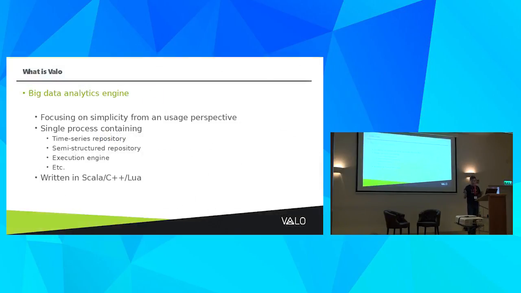So, first a bit about Valo. Valo is both a real-time and historical data analytics tool where we focus on simplicity. Not simplicity from an algorithm point of view, but simplicity from a user's point of view. So very easy for the developer to use, very easy for the admin and the DevOps. It's a single process which contains the time series repository, a semi-structured repository, the execution engine, everything you need for the clustering. The whole application is written in Scala with some parts in C++ and Lua.